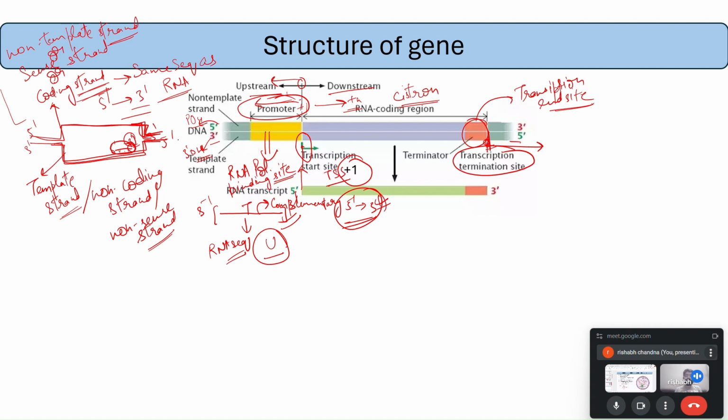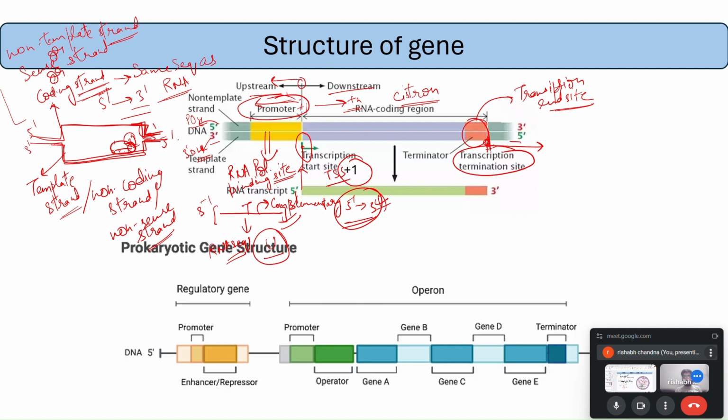And moving on to the structure of the gene of a prokaryote, it is arranged in the form of an operon model. This is the case for the prokaryotic gene structure, and we'll discuss more in detail in the operon slides.